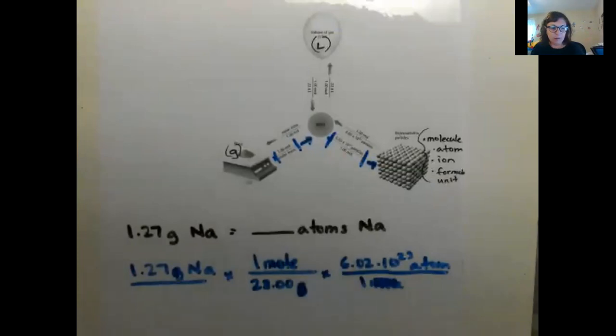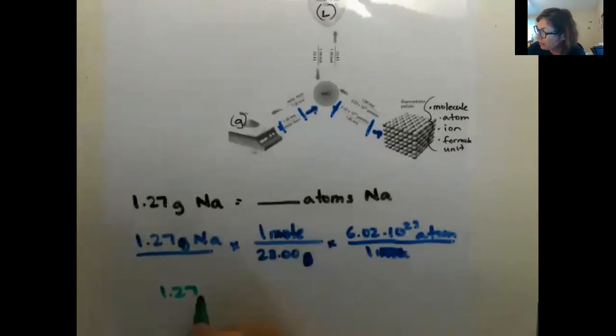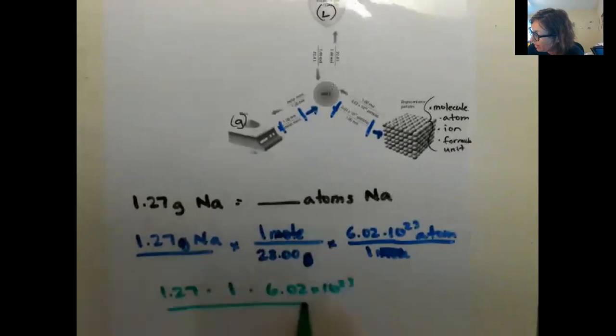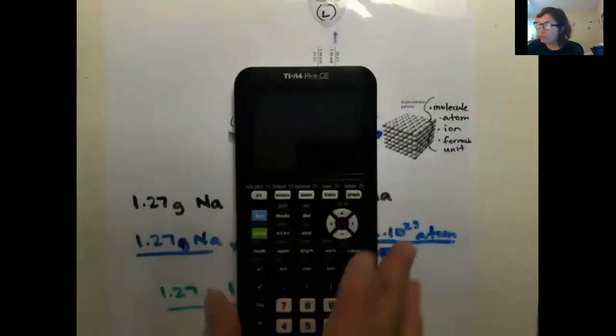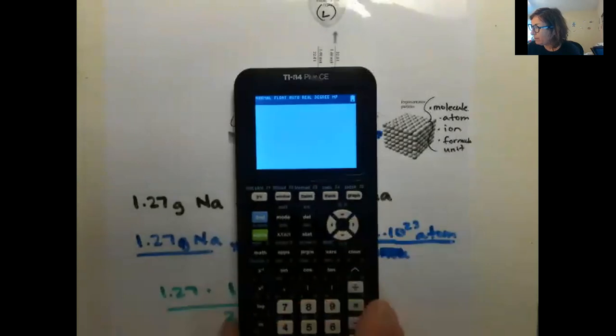Now, when you do this, you're going to multiply the top by the top by the top. Let me get my pen. So I'm going to multiply 1.27 times 1 times 6.02 times 10 to the 23rd divided by 23. That's how you do it. So here's, I put it in my calculator. Here's how I do it, because I'm just weird that way, so don't mind me.